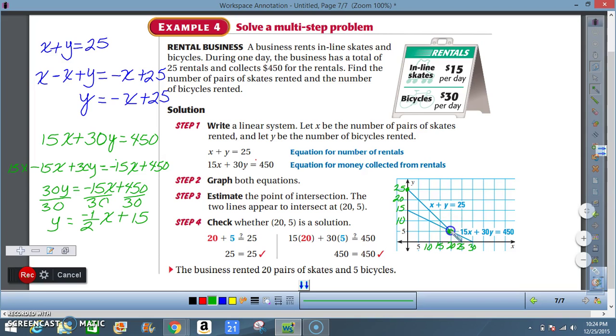So this is my point of intersection. I got a value of 20, and a value of 5. So the business rented 20 pairs of skates and 5 bicycles. Once again, don't forget, we let X be the number of pairs of skates, and we let Y be the number of bicycles rented. That concludes section 6.1.